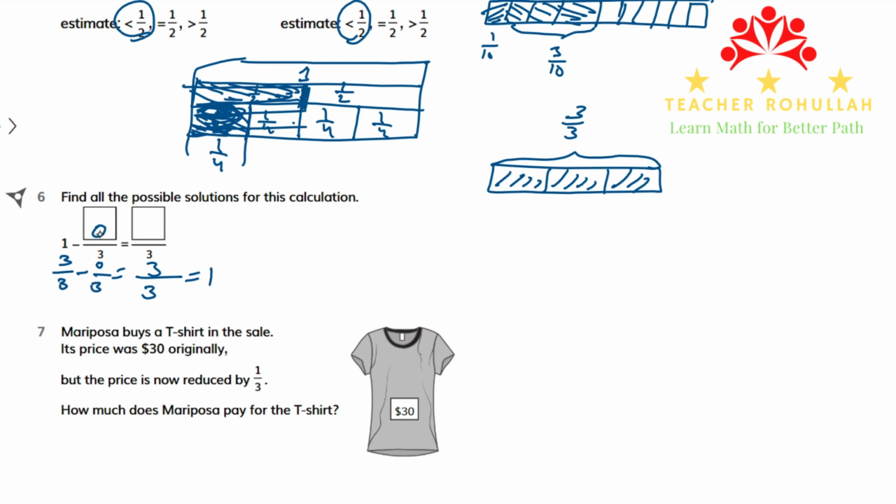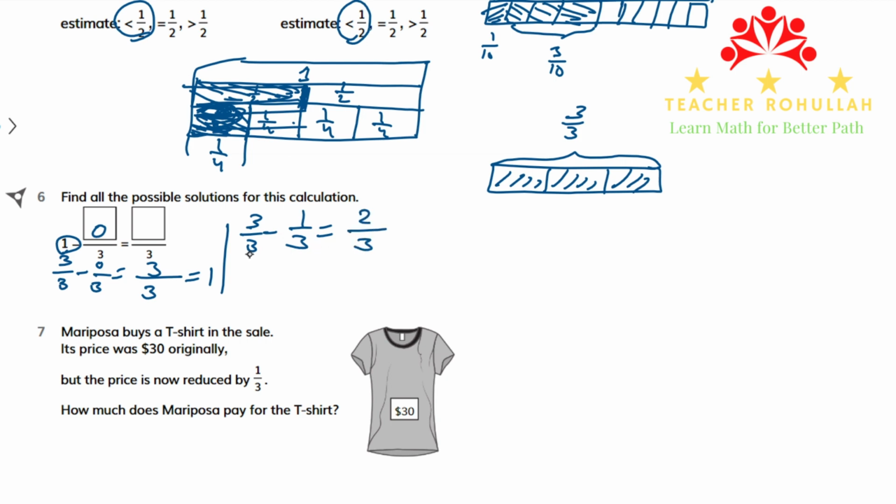Because we didn't take anything from that. 0/3 means we didn't take anything. So the other possible answer that we can write, now we know that in place of 1, we can write 3/3. So I don't need to write 1 again. In place of 1, I can write 3/3 minus 1/3, because it says write all the possible answers. So 3/3 minus 1/3 will give us 2/3.